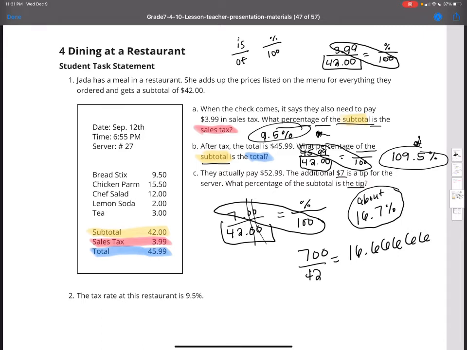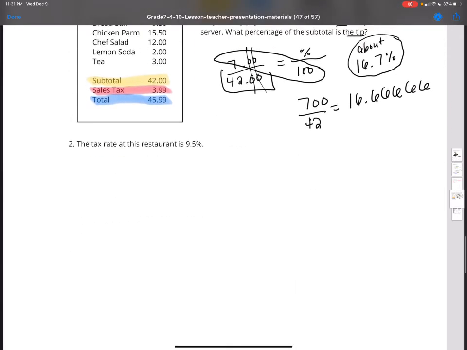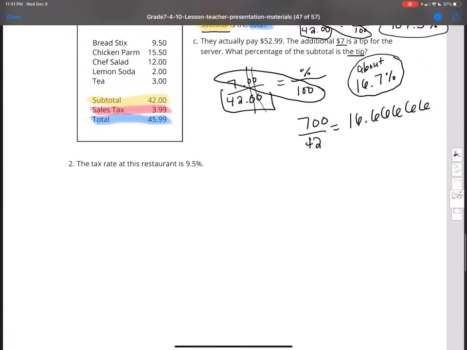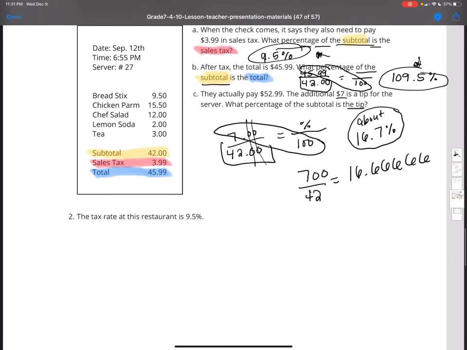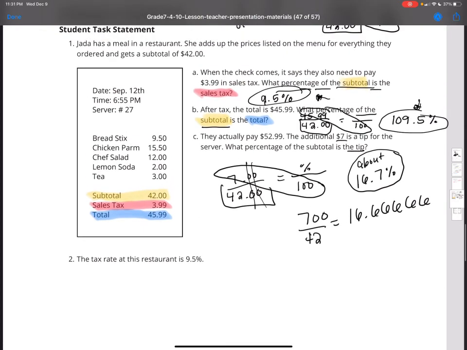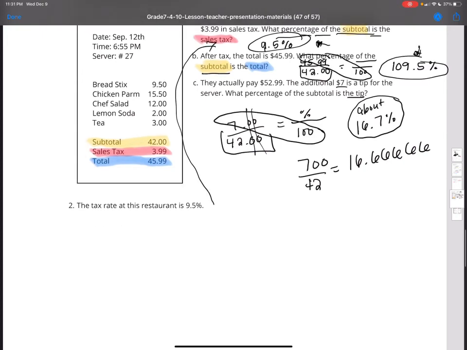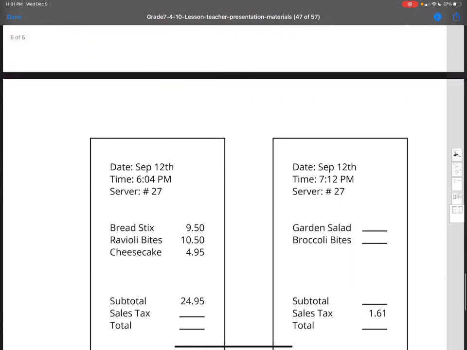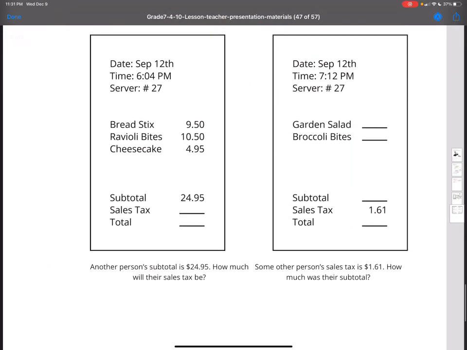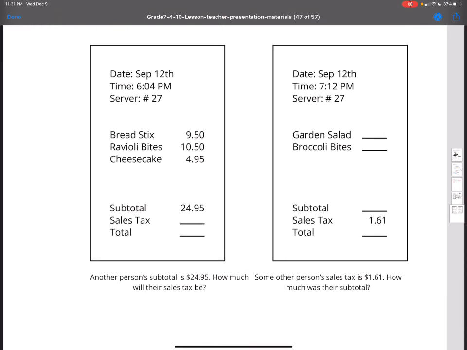So, let's move to question number 2. Now, question number 2, it starts off right here. So, the tax rate at this restaurant is 9.5%. Hence, that's our answer right there. Didn't want to say anything, but 9.5%. And it says after the subtotal, after another person's subtotal is $24.95. How much will their sales tax be?